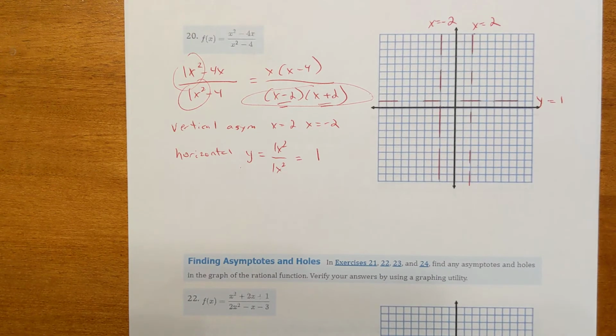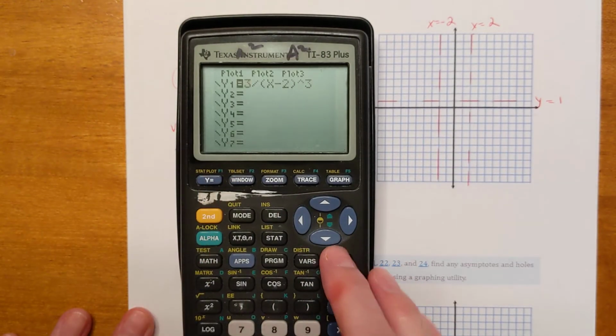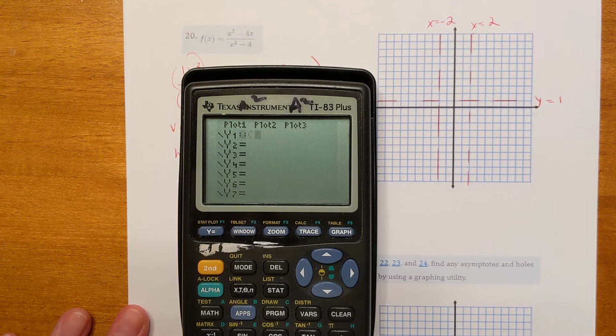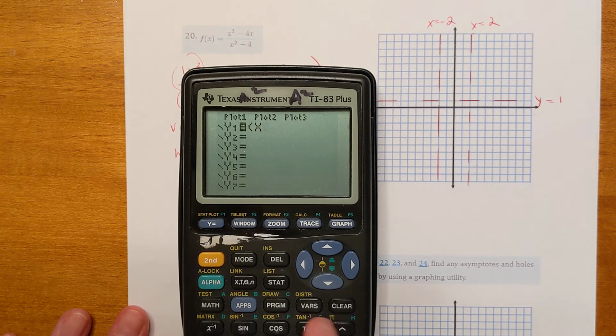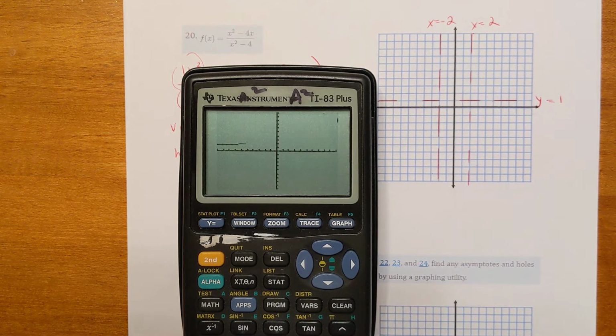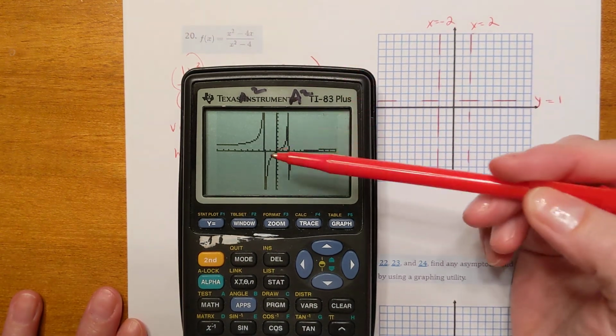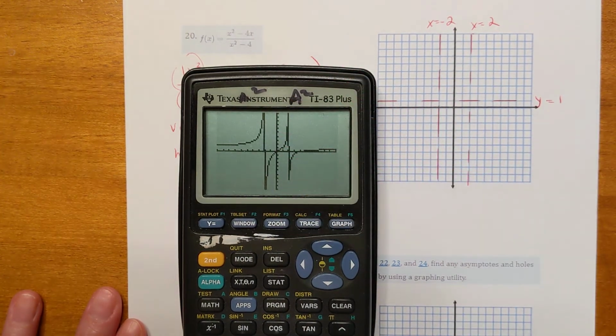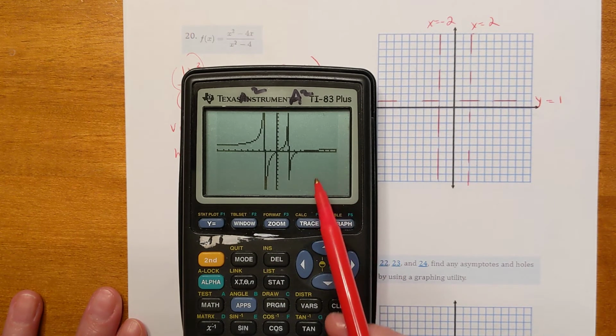All right, let's take a look at it here. So y equals, parentheses, x squared minus 4x divided by x squared minus 4. Oh, that line's driving me crazy. Again, it's an old calculator, so it makes those lines there. The newer ones don't do that.